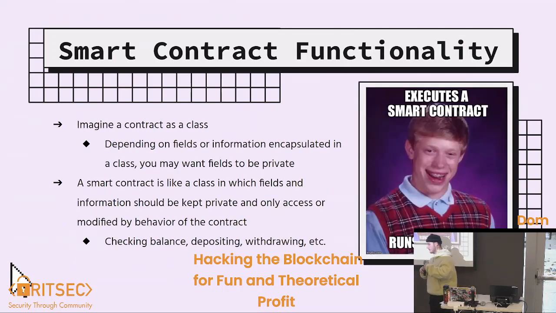So how smart contracts work is they're very similar to object-oriented concepts like classes. They follow a lot of the same structure with methods and constructors, et cetera. And so there will be various fields of a smart contract encapsulated in a class, which will just be the contract class. And most of them will be private fields, just as you want with proper encapsulation in an object-oriented class. So like I said, just a few of the methods of a contract: you may want something like checking your balance, depositing, withdrawing, et cetera.